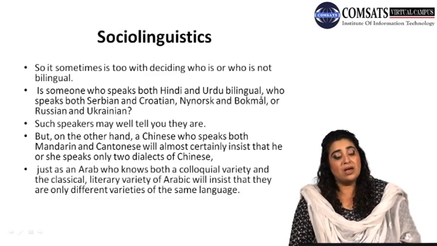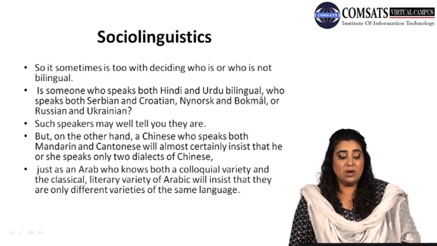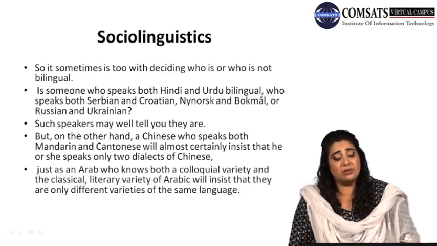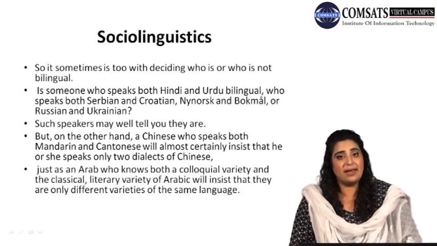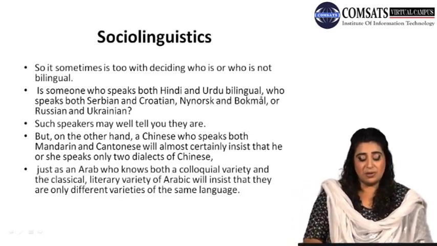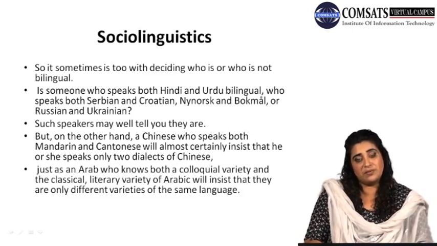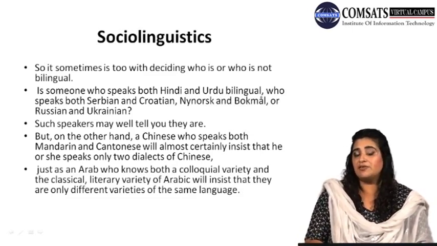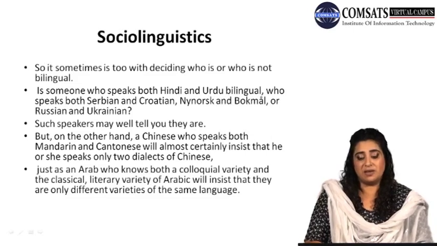Now, such speakers may well tell you they are. But on the other hand, a Chinese who speaks both Mandarin and Cantonese will almost certainly insist that he or she speaks only two dialects of Chinese. Just as an Arab who knows both the colloquial variety and the classical literary variety of Arabic will insist that they are only different varieties of the same language. So for some people, yes, they would say that it's a part of different languages, but some would say that it is just a different variety of the same language.